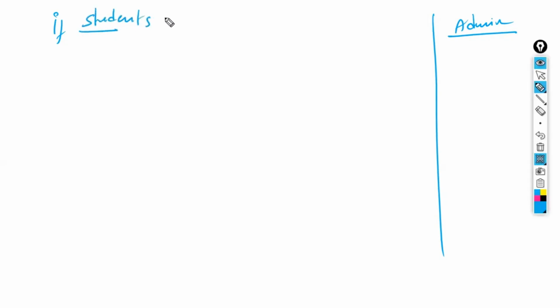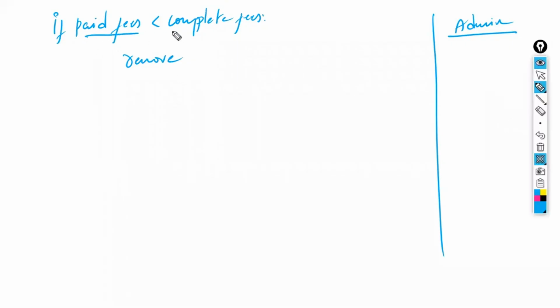For example, in this class, let us ask like this: the students who have not paid the fees, with respect to the complete fees. If the paid fees is less than the complete fees, send the student outside, meaning remove the student from the list. That is the meaning, right? So here it is going to check the condition.